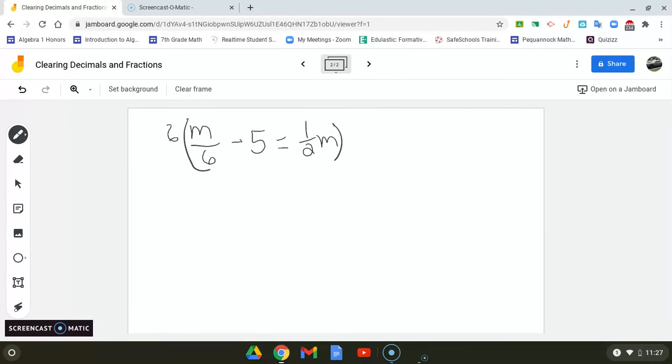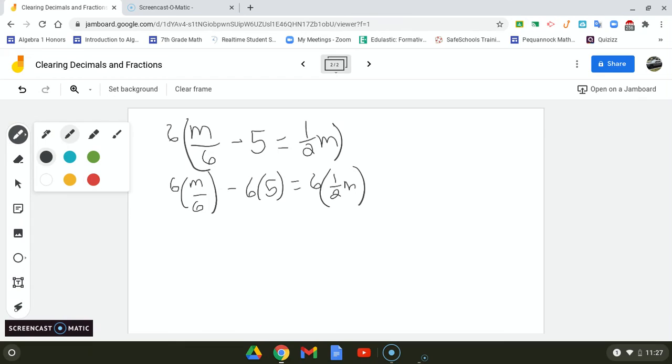And this one, I'm just going to stretch this out a little bit and show you what it looks like. So we're going to multiply 6 times m over 6 minus 6 times 5 is equal to 6 times 1/2 m. Okay, and the reason I wanted to do that is because I just like to make sure that you're putting this in the right place.